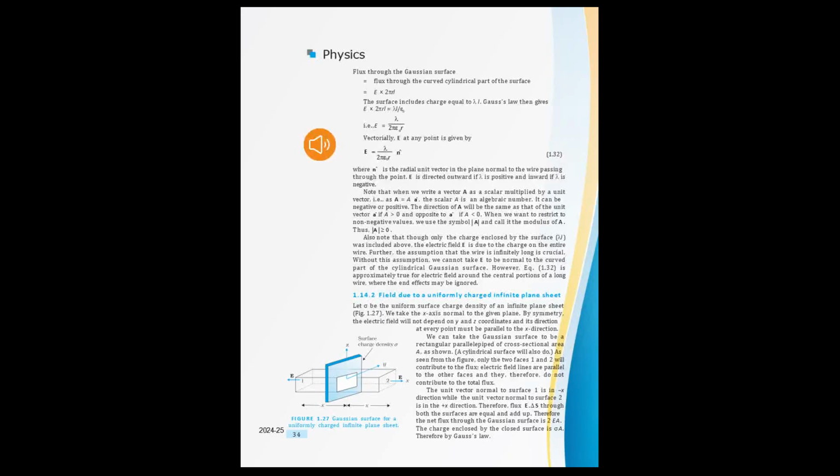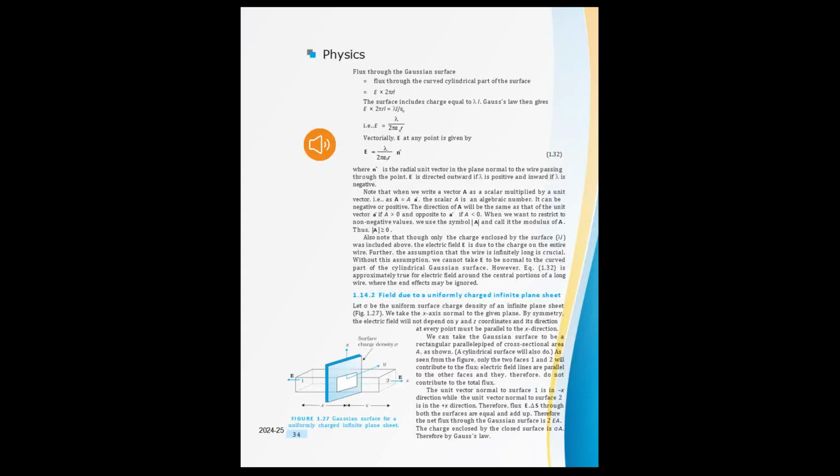Note that when we write a vector A as a scalar multiplied by a unit vector, that is as A equal to A into A cap, the scalar A is an algebraic number. It can be negative or positive, and the direction of A will be the same as that of the unit vector A cap if A is greater than 0 and opposite to A cap if A is less than 0. When we want to restrict to non-negative values, we use the symbol modulus A and call it the modulus of A, as modulus of A is greater than or equal to 0.